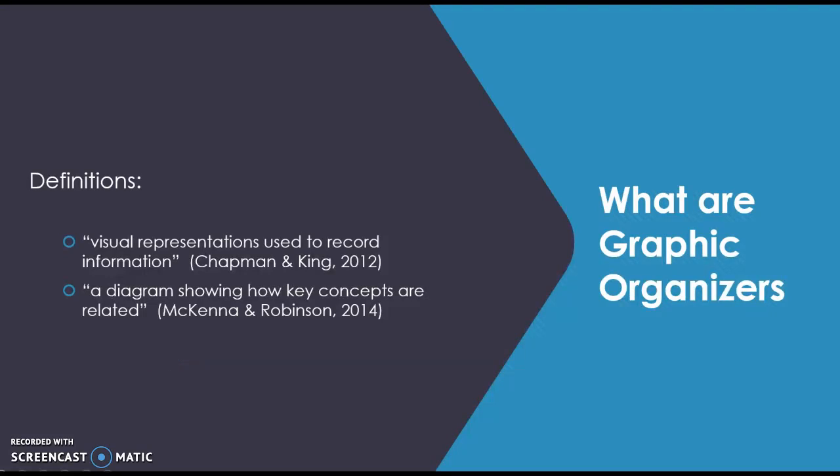There are multiple conflicting definitions of what a graphic organizer exactly is and what can be counted as a graphic organizer. Some definitions even include maps as graphic organizers. Therefore, since there are so many conflicting definitions, the first thing that I wanted to do was clearly define what graphic organizers are. Therefore, graphic organizers are considered to be visual representations used to record information and diagrams that show how key concepts are related.